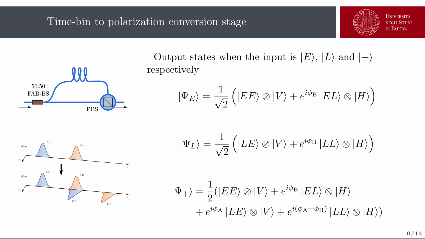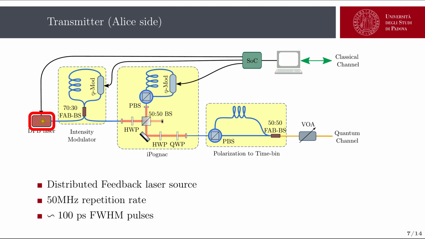If the input state is a superposition of early and late, there will be four components: both the early and late with two orthogonal polarization states, and the early and late components that will fall in the middle time bin will have two orthogonal polarization states, meaning that measuring these polarization states makes us able to measure the relative phase of the two components. I start now describing the experimental setup component by component.